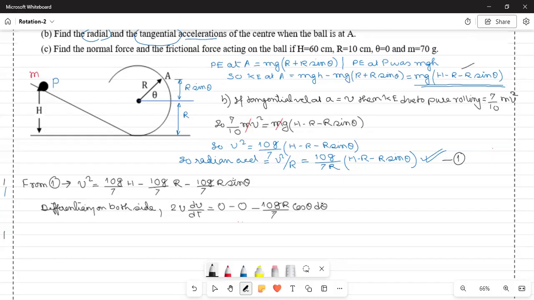Fine. Now, dv/dt is equal to a. That means the time derivative of the linear velocity is equal to acceleration a.